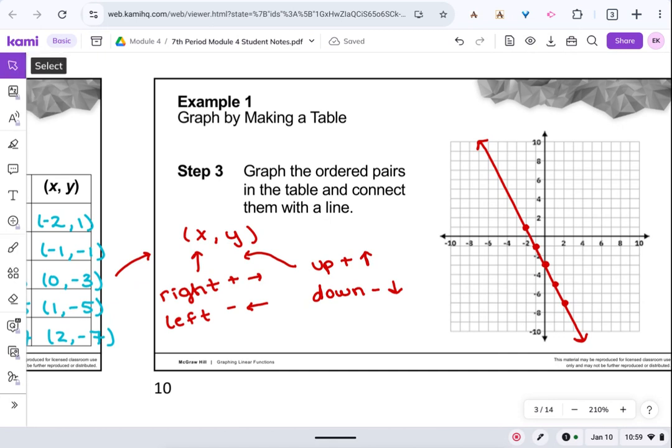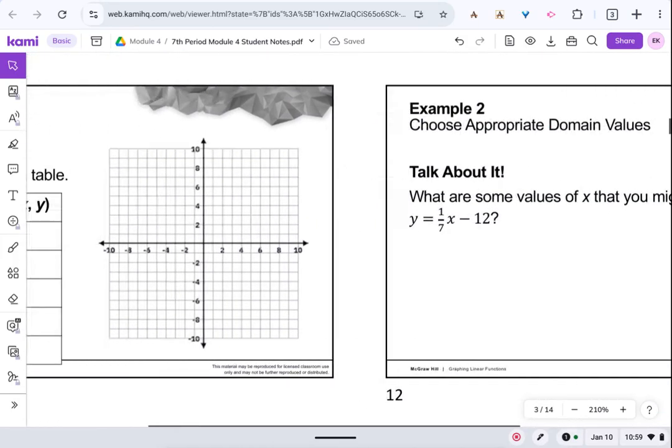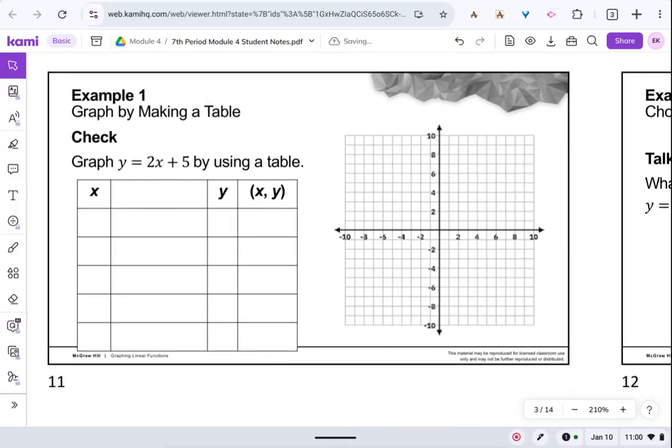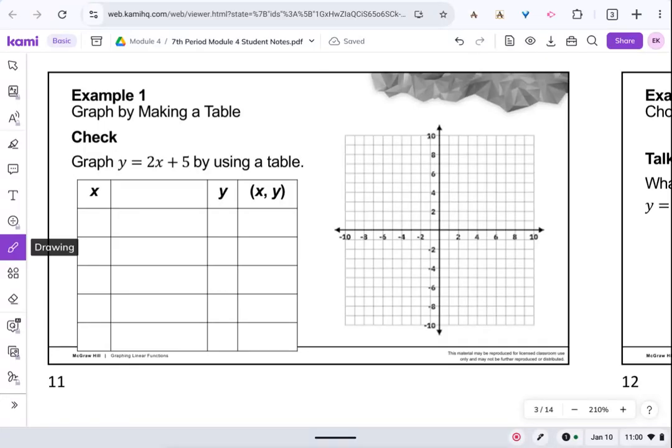All right, we're going to look at one more example, and then we'll be done for today, and then you'll have some practice. All right, so looking at slide 11 here, again, we're going to graph this equation, and then we're going to make our table, then graph, okay? So here's our equation. That's going to go in this middle part here, y equals 2x plus 5. We're always going to pick the same x values, so -2, -1, 0, 1, 2.